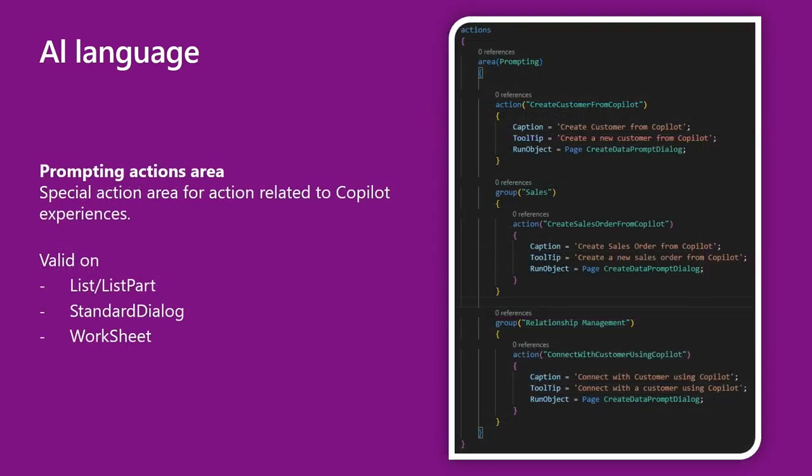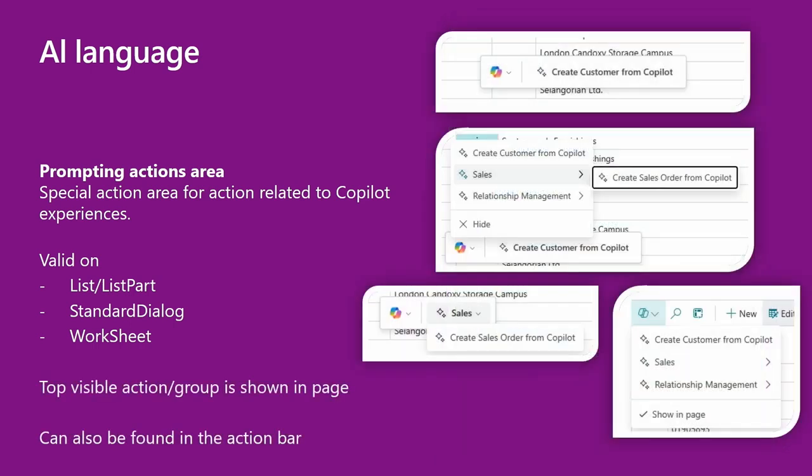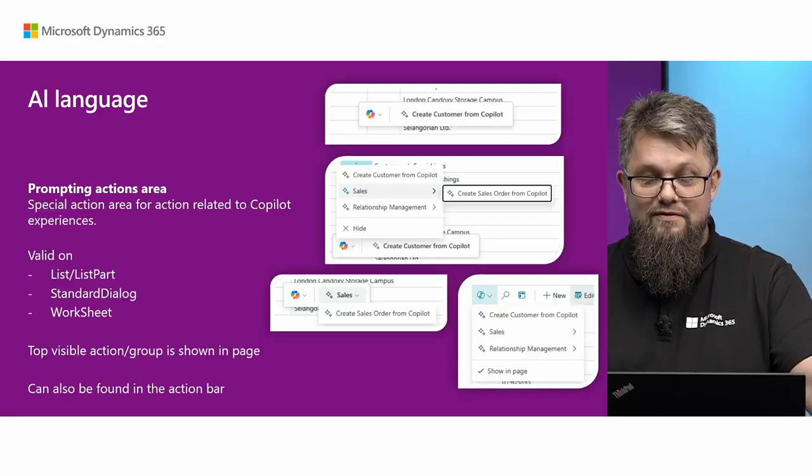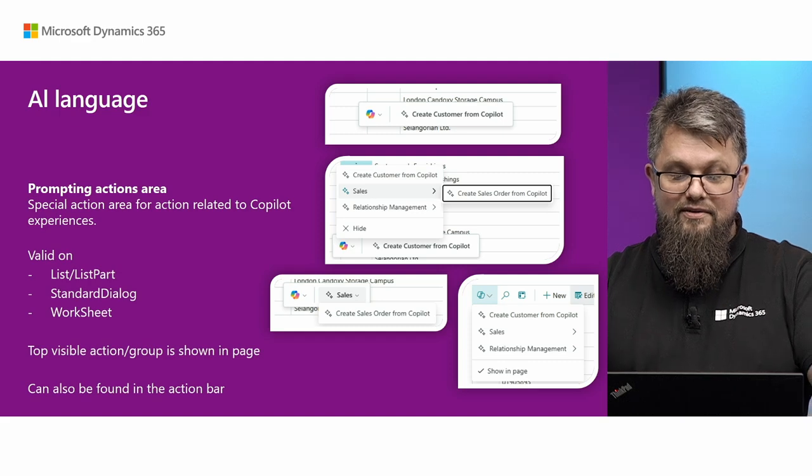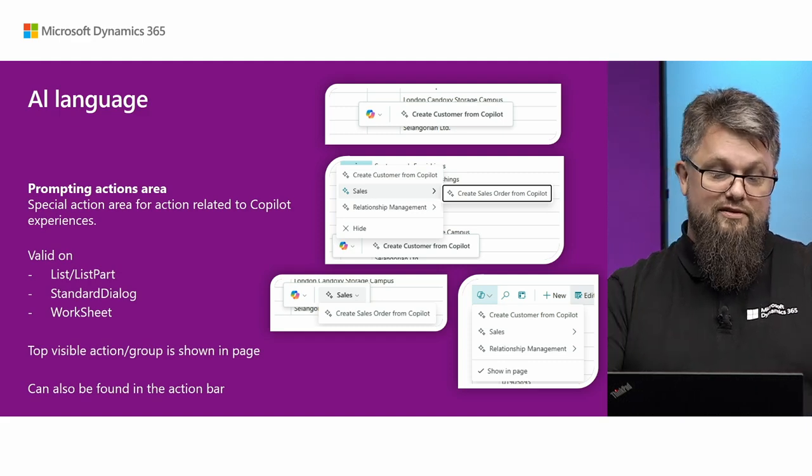For other pages like lists, we now have a prompting action area. In this area, you can define new actions that are related to Copilot experiences. The first visible action in the prompting area will be shown on the page on top of all the content for quick access. As with other action areas, you can organize your actions in groups. You can also find the list of Copilot prompting actions in the action bar, and here you can also turn off the quick action overlay.